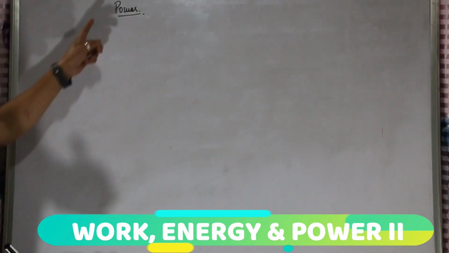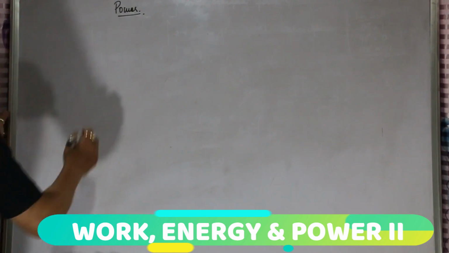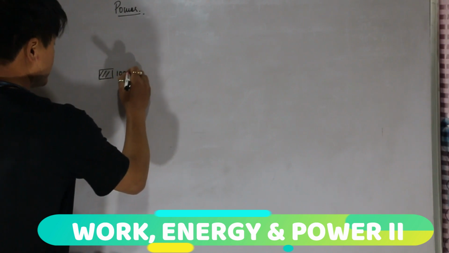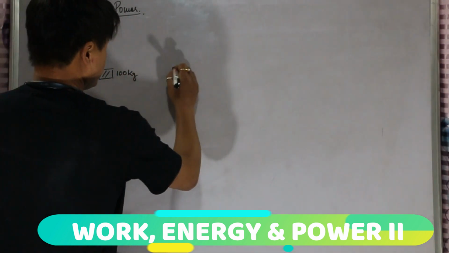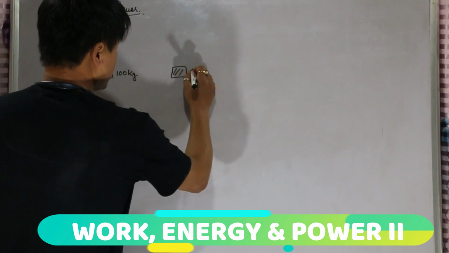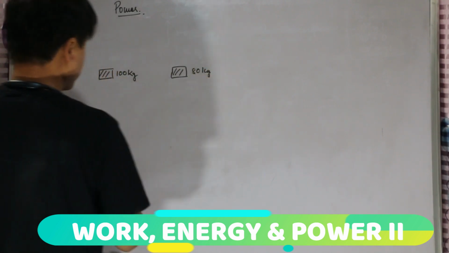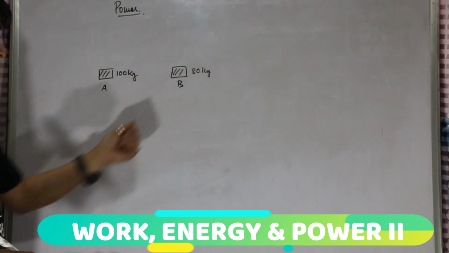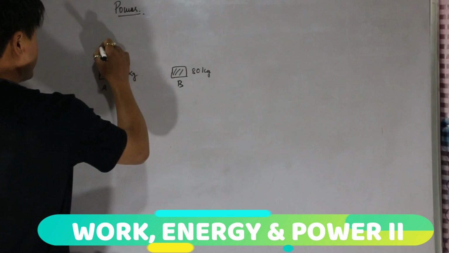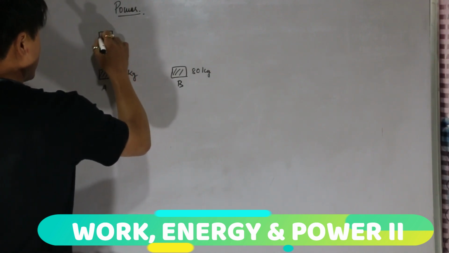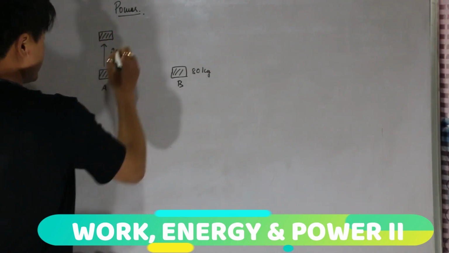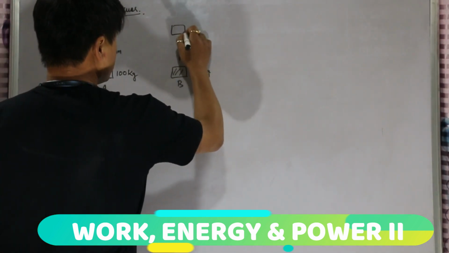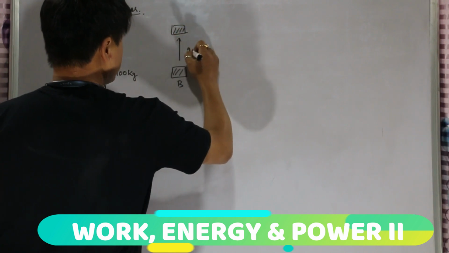Our next topic is power. First we'll take an example. Suppose we have a load of 100 kg and a load of 80 kg. Here are A and B, two persons. A lifts the load of 100 kg to a height of 2 meters, and B also lifts a load of 80 kg to a height of 2 meters.